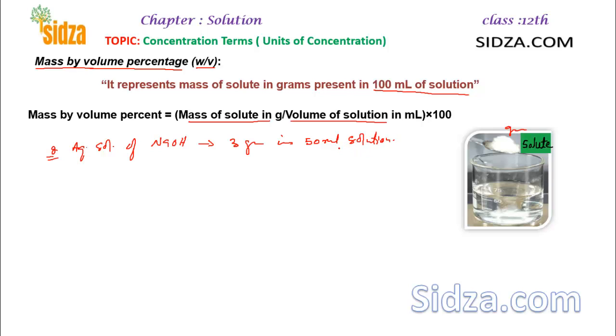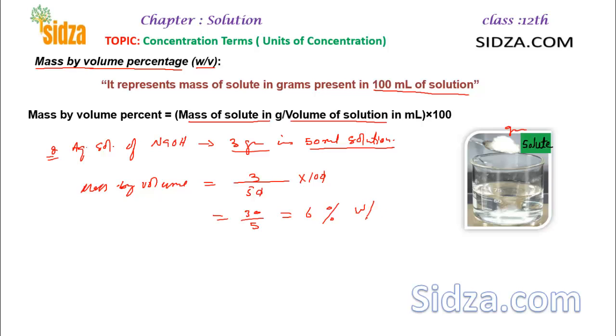So if we have a total volume of solution of 50 ml and it contains 3 grams of solute, what will be the mass by volume percentage? So we can say here the mass by volume percentage will be 3 grams of solute here divided by 50 ml of solution times 100. So it will be 30 by 5, which is 6% by weight by volume.